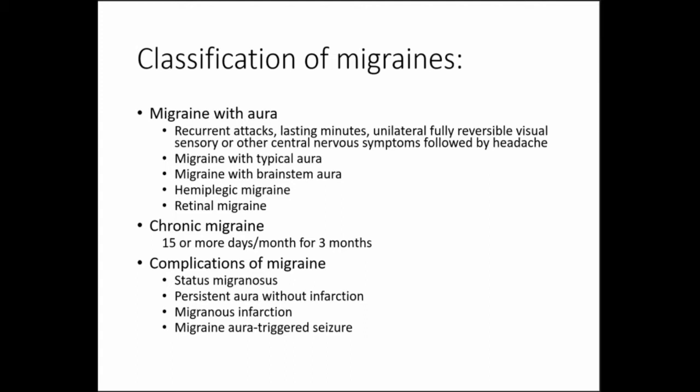And there are also complications of migraines, such as status migrainosus. This is essentially a migraine which lasts more than 72 hours. Persistent aura without infarction is when a person has an aura for 1 week without signs of infarction on imaging. A migrainous infarction is when a person has aura symptoms associated with an actual ischemic brain lesion. And then a migraine aura-triggered seizure is a seizure which occurs following a migrainous aura.